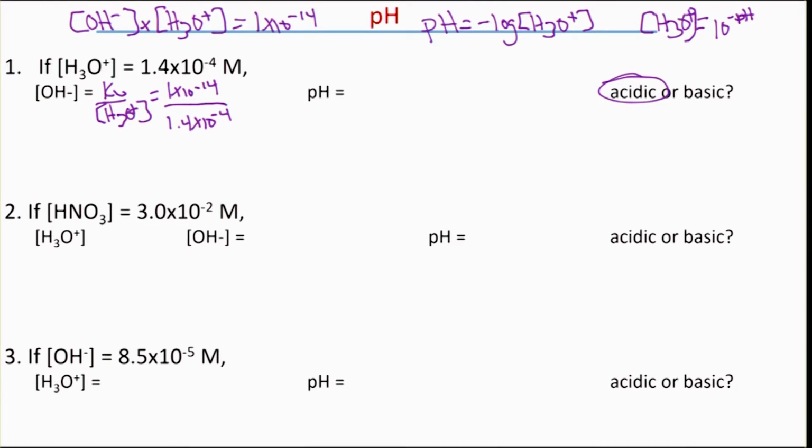All right, we can solve for this, and I get 7.14 times 10 to the negative 11 molar OH minus. And again, we can see it's acidic because hydronium is greater than hydroxide. And then it's even easier to see if it's acidic or basic just when you find the pH. So the pH is the negative log of hydronium.